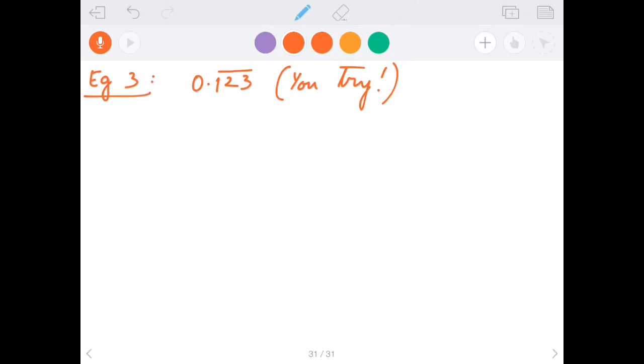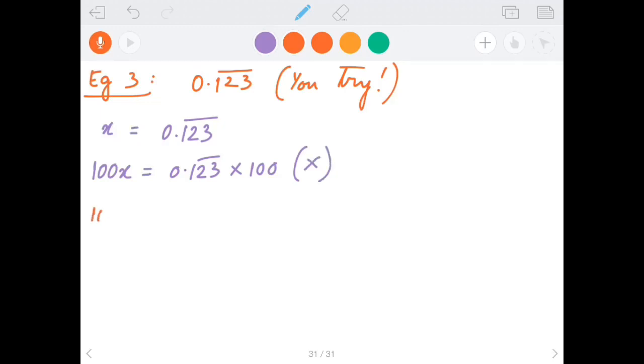I hope you were able to do something about it. I'm going to start now. I'm first going to say x is equal to 0.123 bar, and then you may have done it well. I'm not going to multiply it by 100. If I do that by 100, then I'm not going to get the right answer. So that is going to be incorrect. So I cannot multiply it by 100. Since there are three numbers under the bar, I will have to multiply it by 1000. So that is going to be 0.123 bar into 1000.